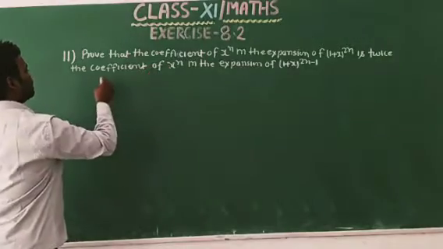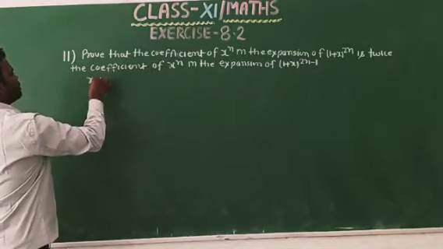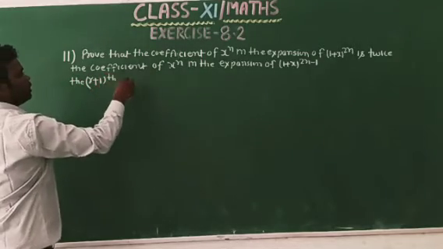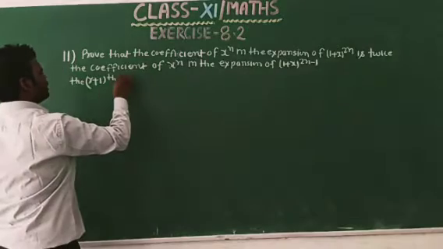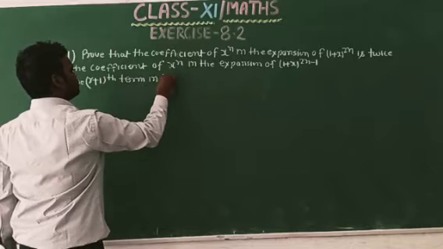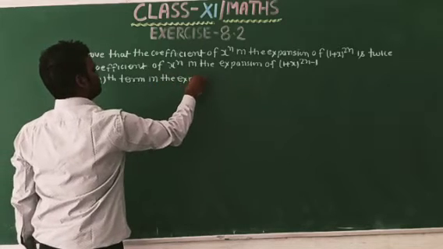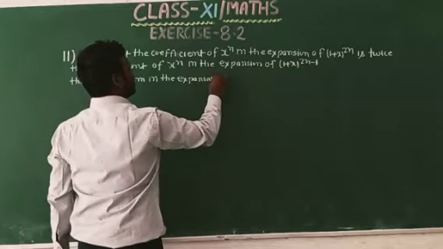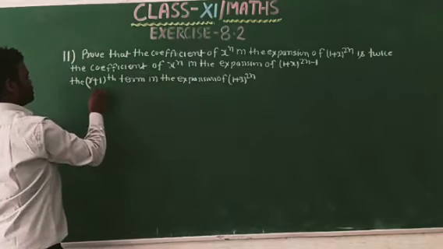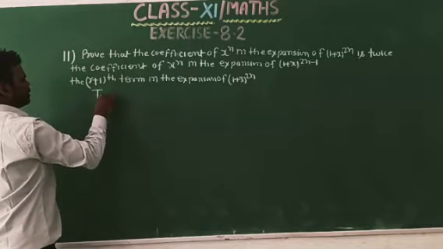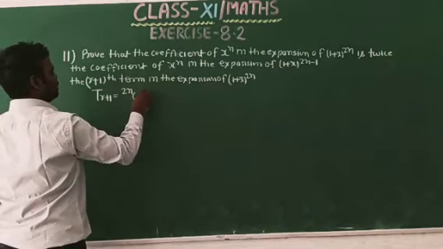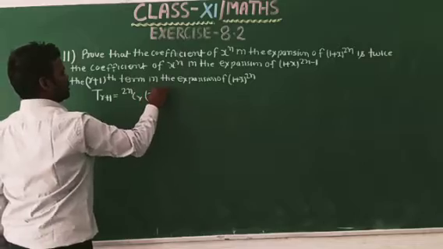Okay, so the r plus 1th term in the expansion of (1 plus x) to the power 2n is given by T r plus 1 equal to 2n C r x to the power r.